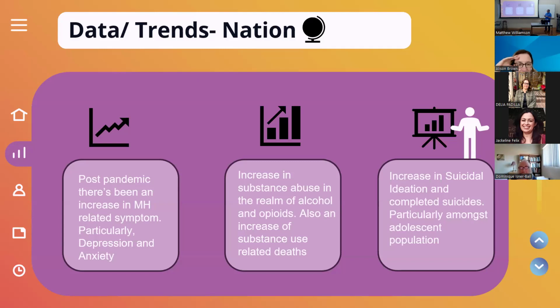I think even a 12.5% increase in depression and anxiety since COVID started because of the isolation, the fact that they're not able to communicate with people as much. They're all online for the most part, and so there's just not that interaction. There's been an increase in substance abuse in the realm of alcohol and opioids. That's been something we've seen nationally. And there's also more deaths related to opioids.